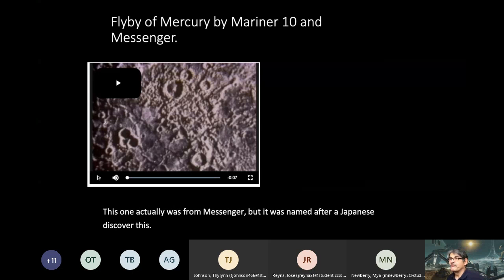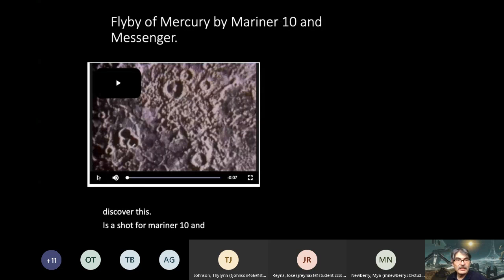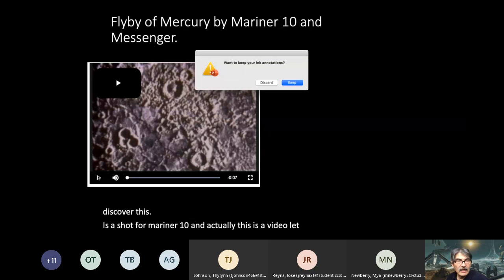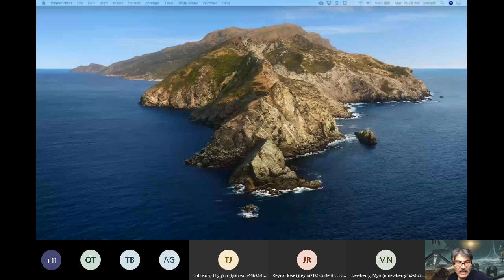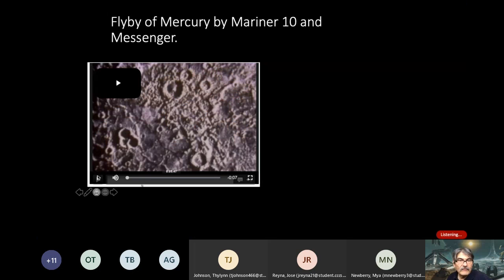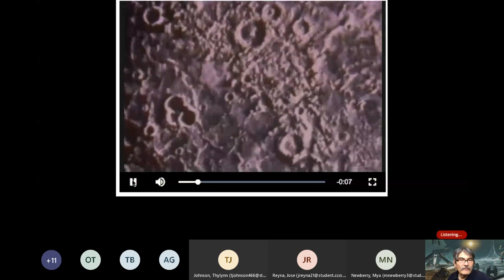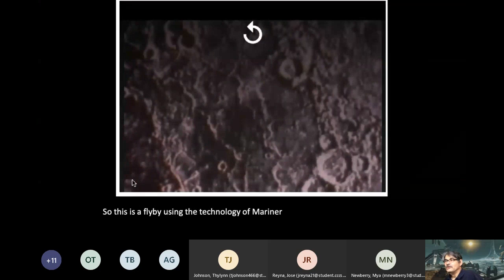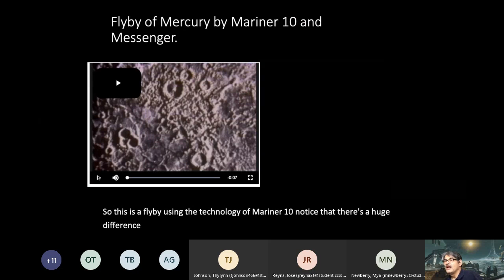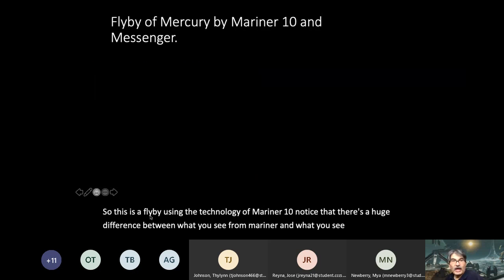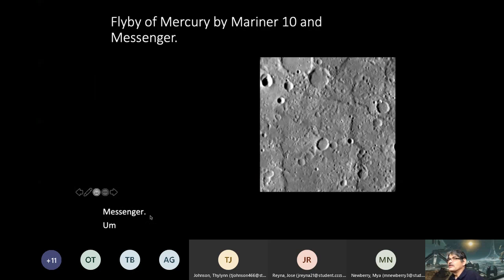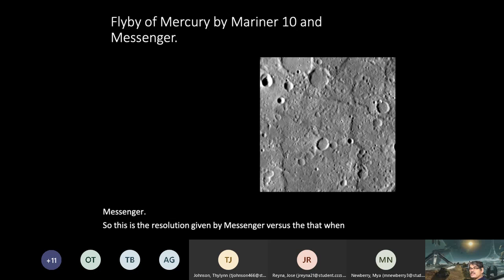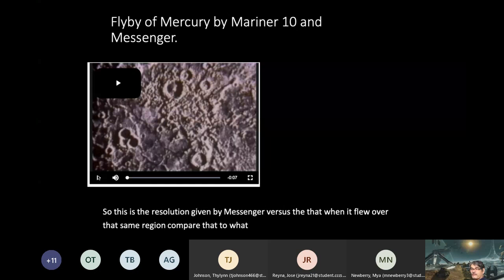This is a shot from Mariner 10, and actually this is a video. Let me show you this. Okay, my apologies. Things have not gone as they seem. So here we are. This is a flyby using the technology of Mariner 10. Notice that there's a huge difference between what you see from Mariner and what you see from Messenger. So this is the resolution given by Messenger when it flew over that same region. Compare that to what you see with Mercury with the Mariner 10 flyby.